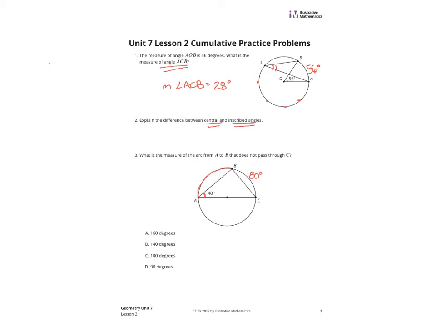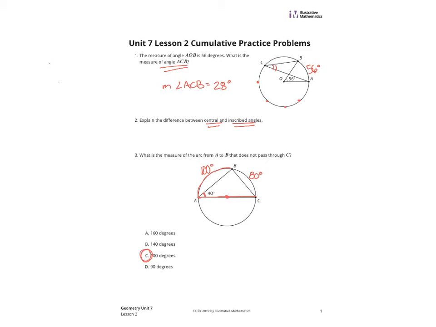Remember, this looks like a diameter because it goes through the center. So I know that this entire arc A to C is 180 degrees. If this portion BC is 80, then I know that the AB portion is 100 degrees. So I know that the answer is C.